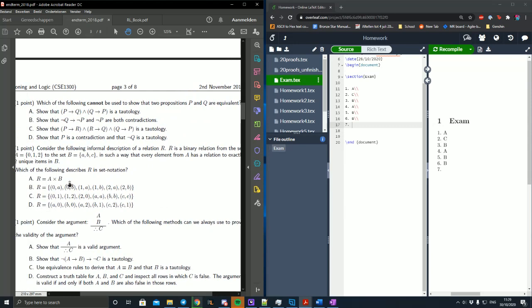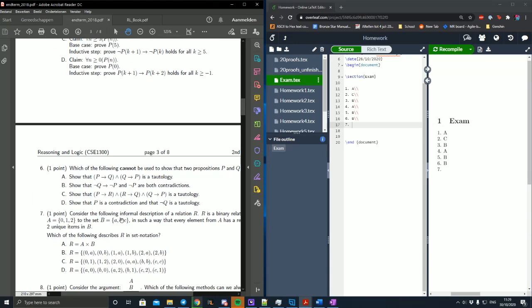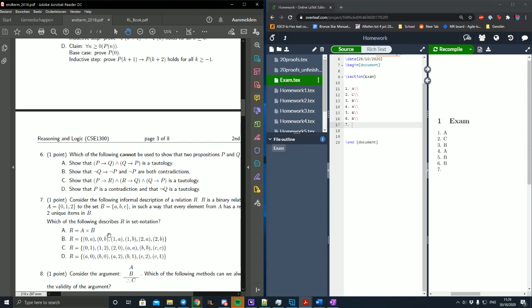2 unique items in B, they just mean, yeah, okay, they mean that it cannot be the same. Or does that mean that for every element there have to be 2 different items? So like if 0 is related to A and B, then 1 has to be related to like not A and B, so like B or C or A and C.